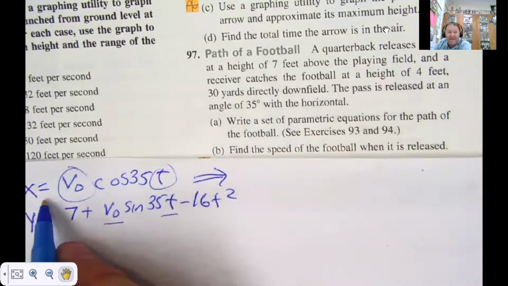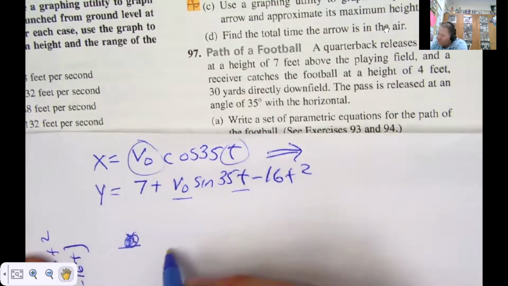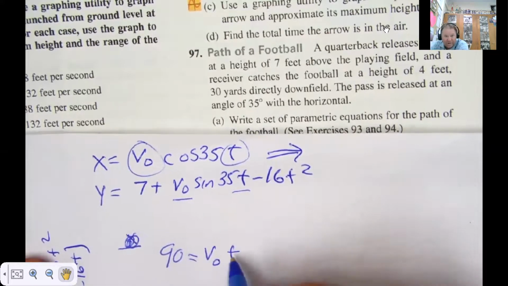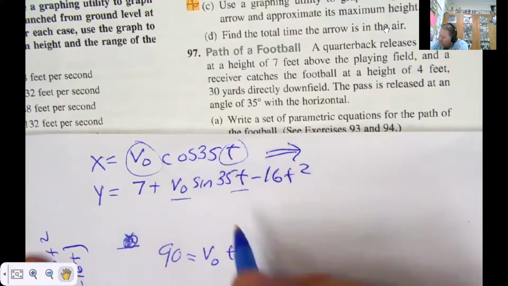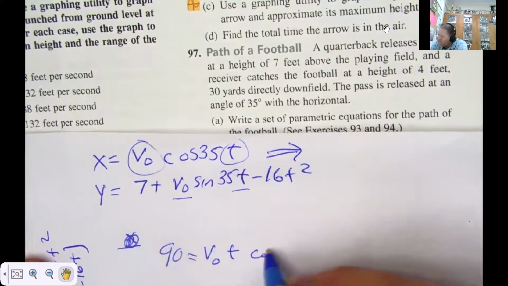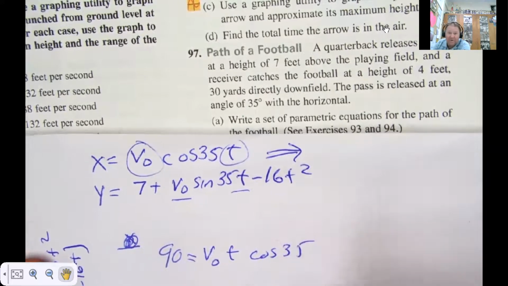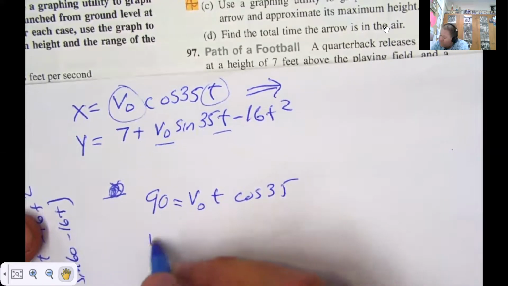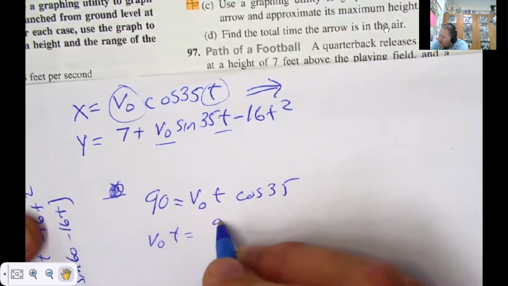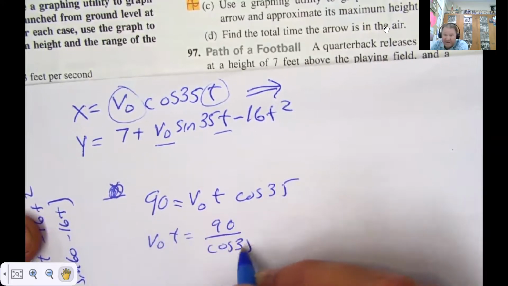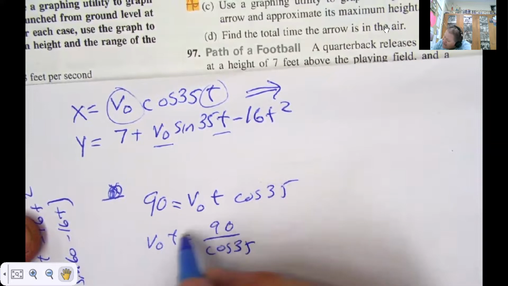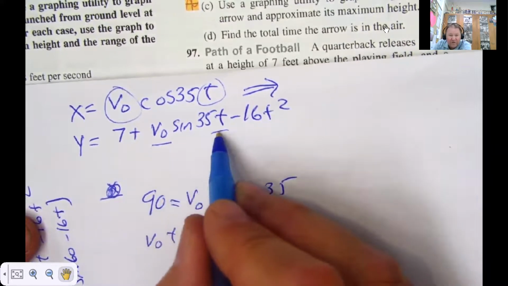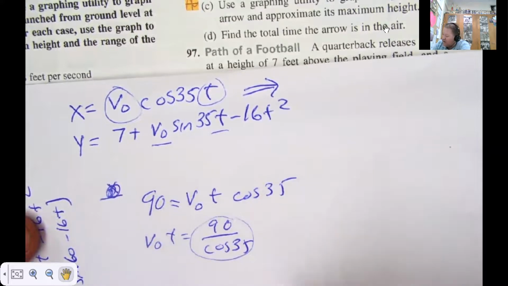So if I put a 90 in for x, how far down it is, it would be 90 equals v sub 0, and I'm going to put the t here. I'm going to just switch the order of these variables. And this is the cosine of 35. Divide both sides by the cosine of 35, and we get v sub 0 t is 90 divided by the cosine of 35. Now, for v sub 0 t here, we could substitute that value in. Let's do that now.